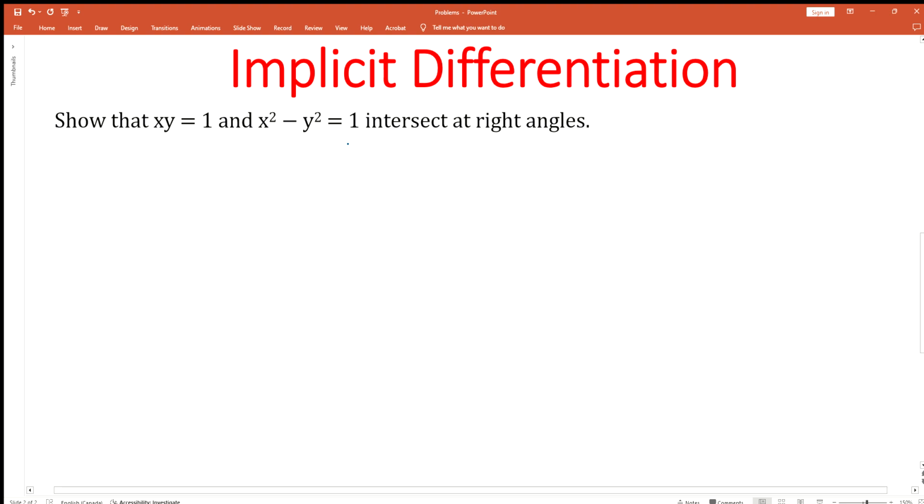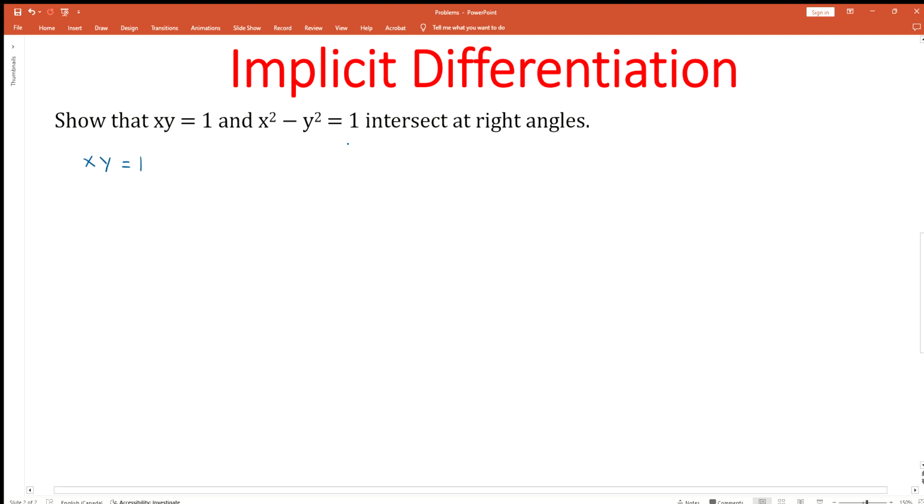So we have to find the slope of tangents to the two curves represented by the given equations. For that, we have to find dy over dx for these two equations. Let's start with the first equation, xy equals 1. We have to find the derivative of all terms in this equation with respect to x.